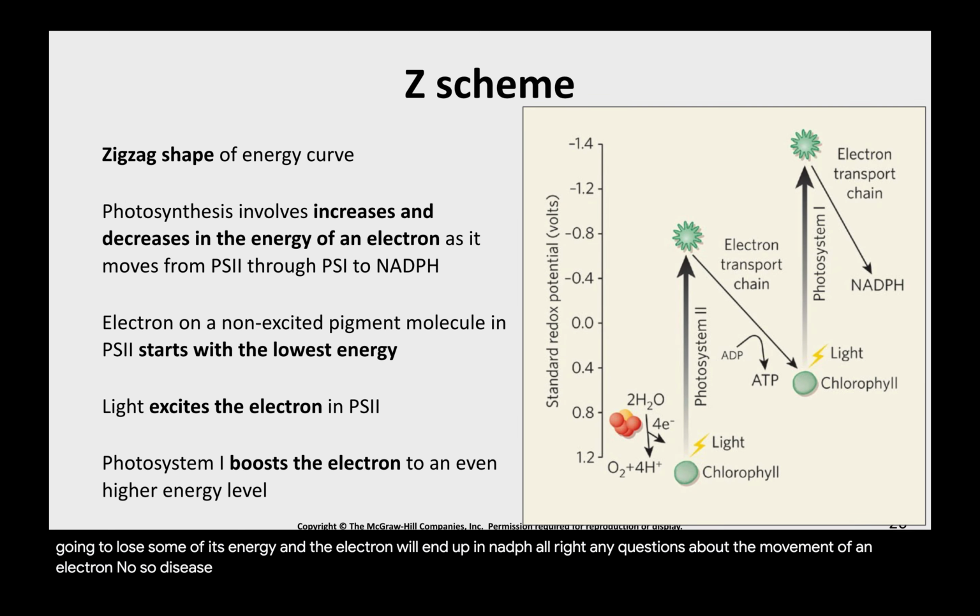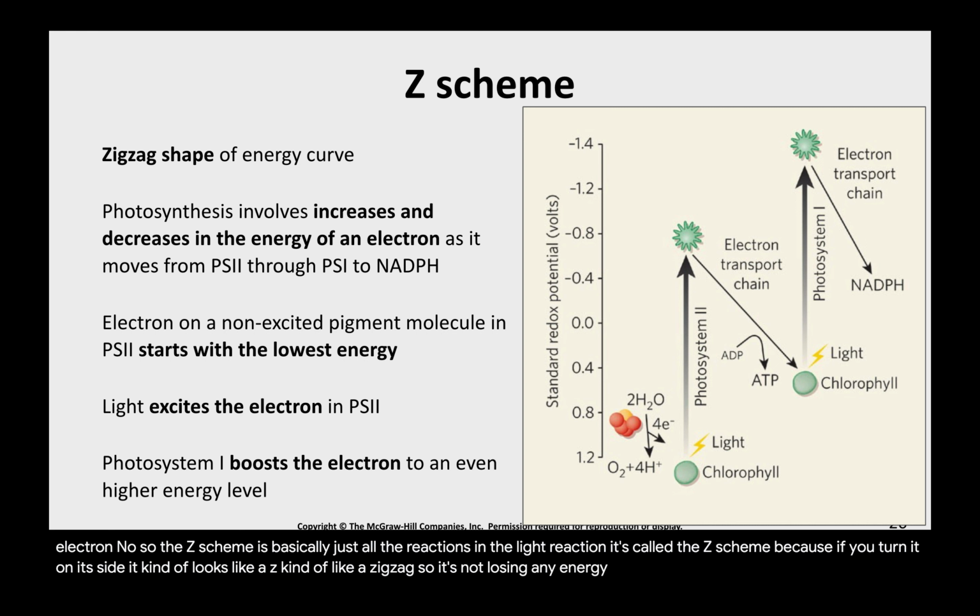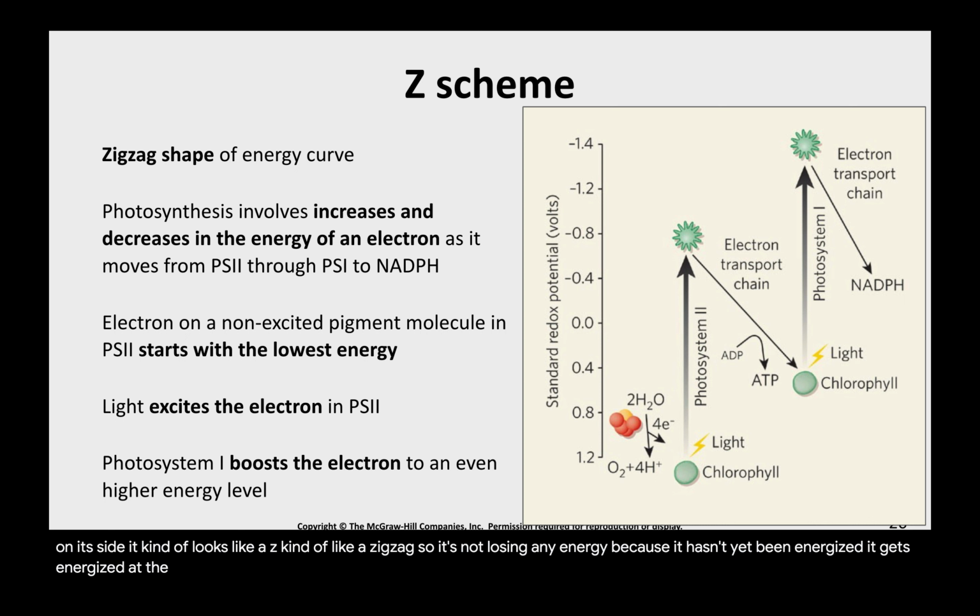No, so the Z scheme is basically just all the reactions in the light reactions. It's called the Z scheme because if you turn it on its side, it kind of looks like a Z, right? Kind of like a zigzag. So it's not losing any energy because it hasn't yet been energized. Right? It gets energized at the beginning of this and then ends up in NADPH. Does that make sense? So the Z scheme is the light reactions.